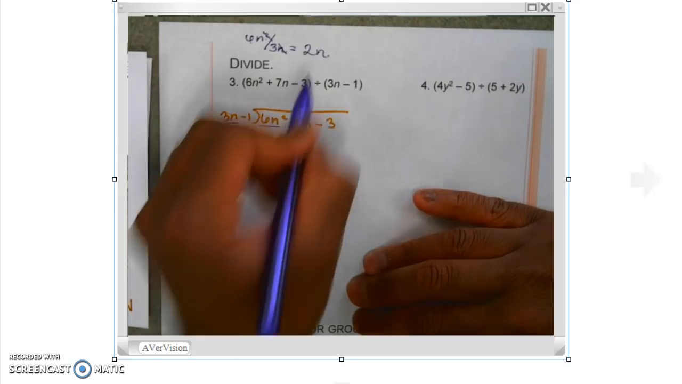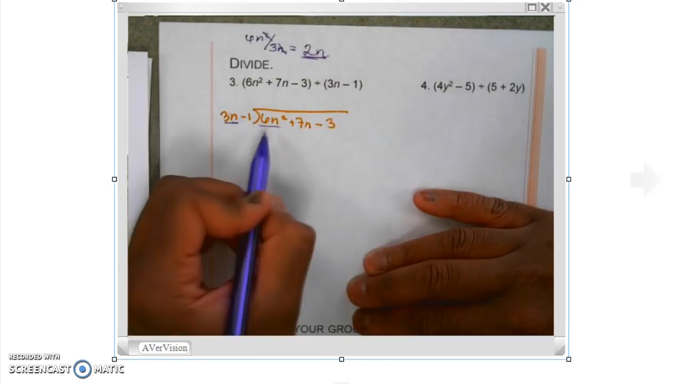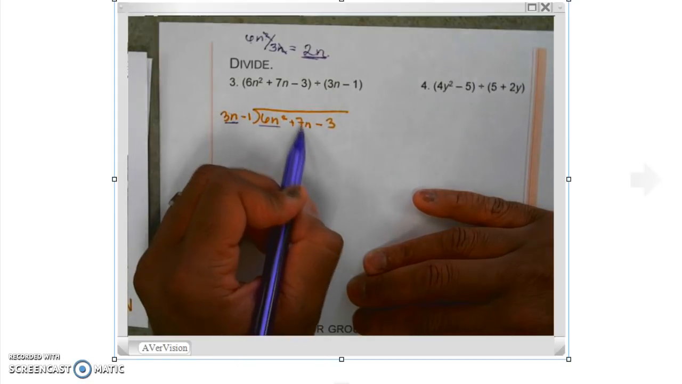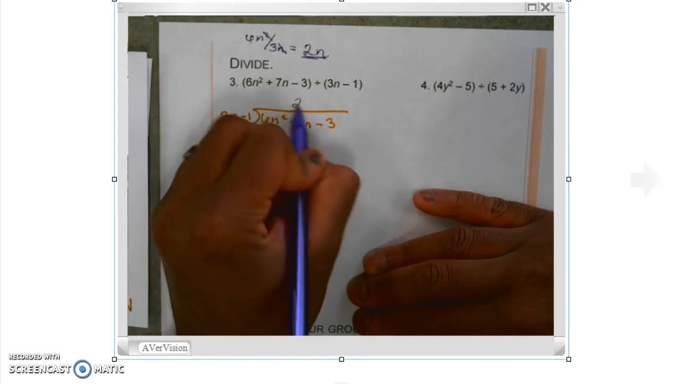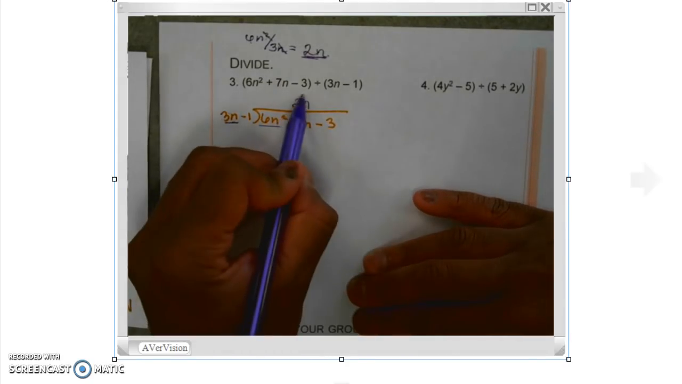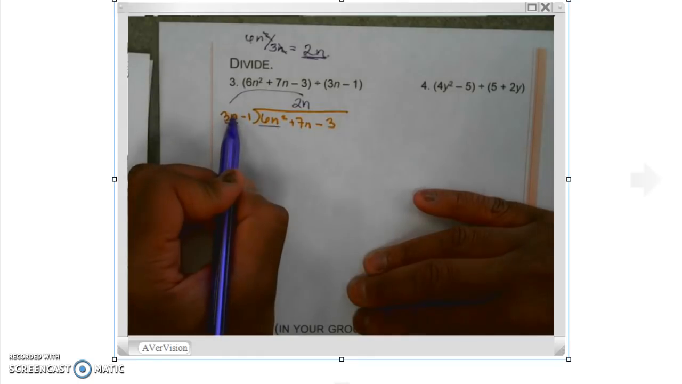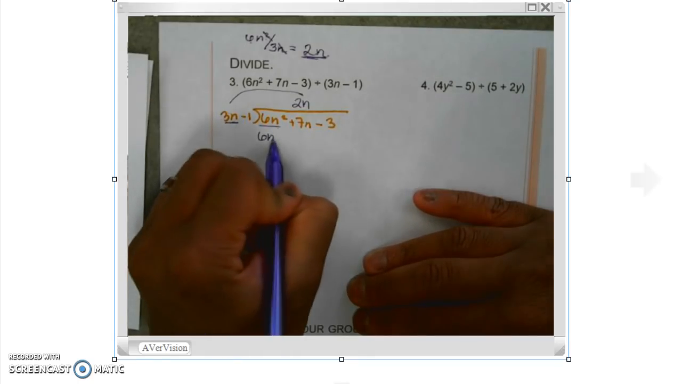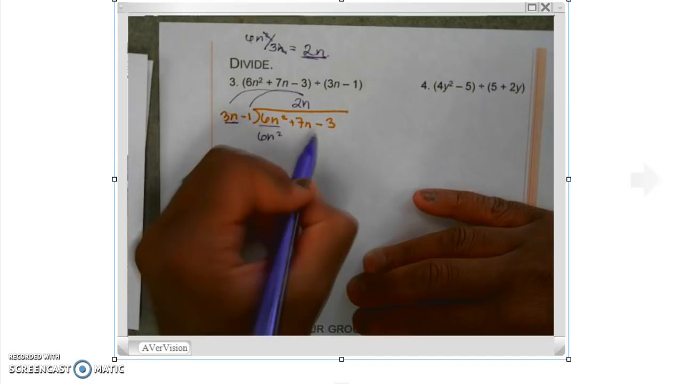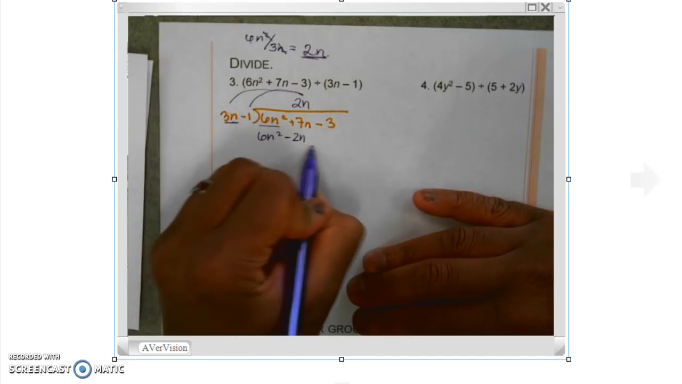So this is 2n. Now, the thing is, where do I put that? Well, 2n is not a like term with n squared, but it is a like term with 7n. So I'm going to put it right above there, 2n. My next step is to multiply. So 2n times 3n is 6n squared. Distribute 2n times negative 1, negative 2n.